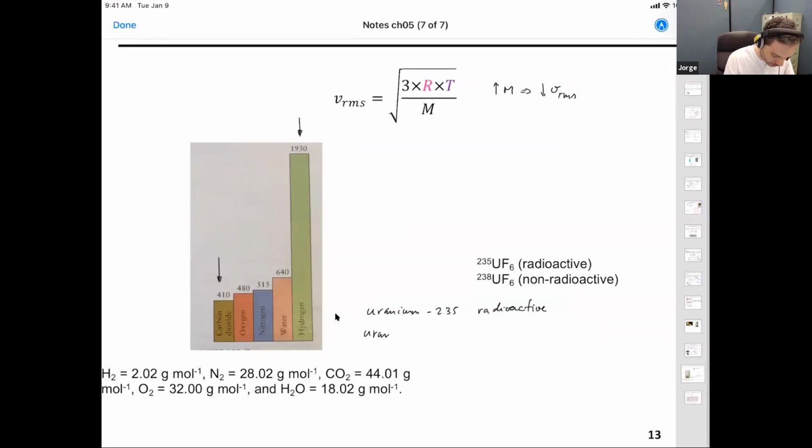While the other isotope, uranium-238, is basically waste. Okay, so non-radioactive, it cannot be used to produce energy or bombs. However, for some reason in nature, this 238 has the highest percentage and 235 has one of the lowest isotope percentages.